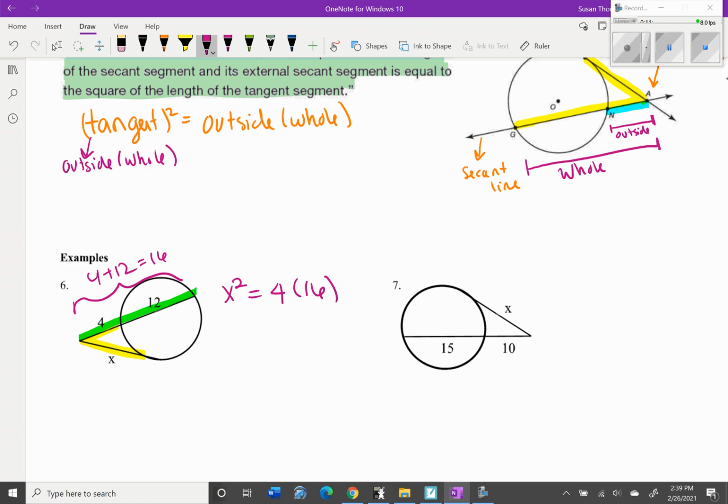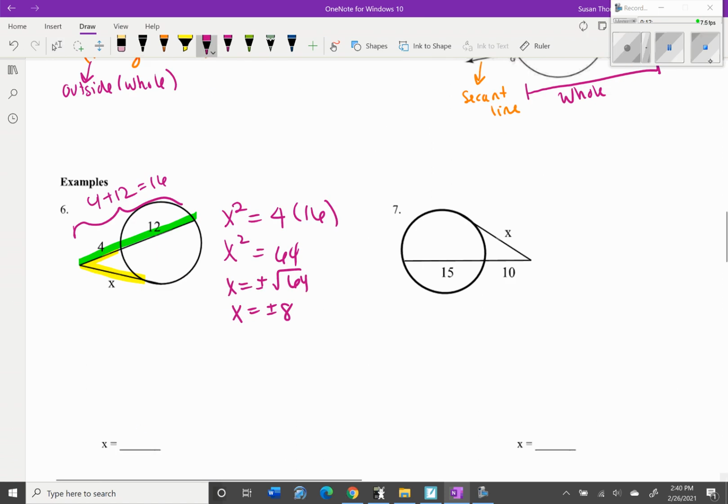So for this, we get x squared is equal to 64. And x is equal to plus or minus the square root of 64. So x is equal to plus or minus 8. But of course, we don't have a negative length. So that means that our solution is just x equals 8. Looking at the next one, same thing. So our tangent line is here, which is x. So tangent squared would be x squared.